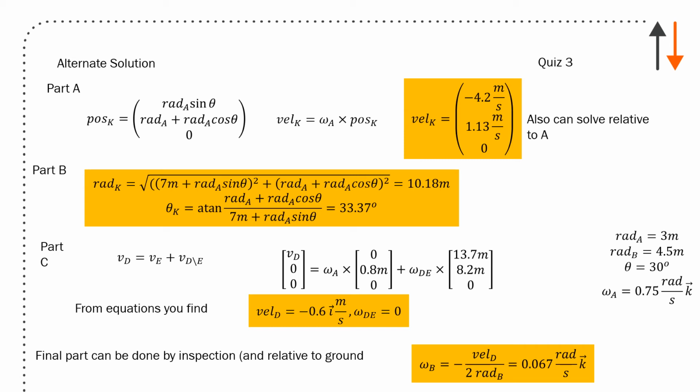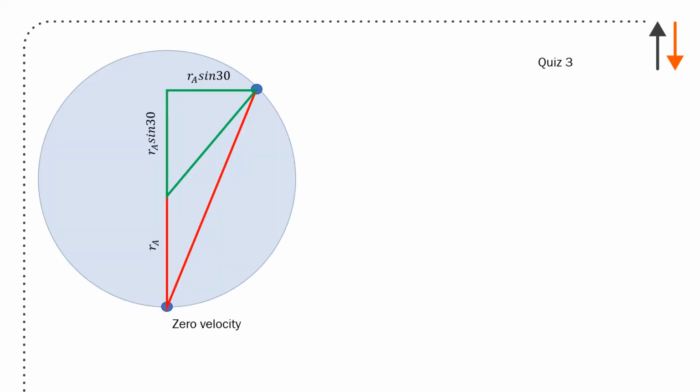One advantage of this approach is that if you couldn't intuitively see the results in the previous solution, this one doesn't require you to have that intuition. It allows you to work on it without having to go through all the rest of it. Omega B is equal to 0.067 rad/s k, and that is done by inspection.